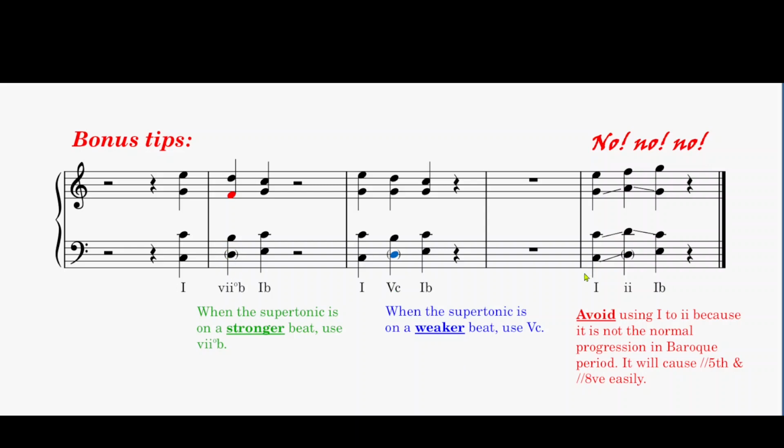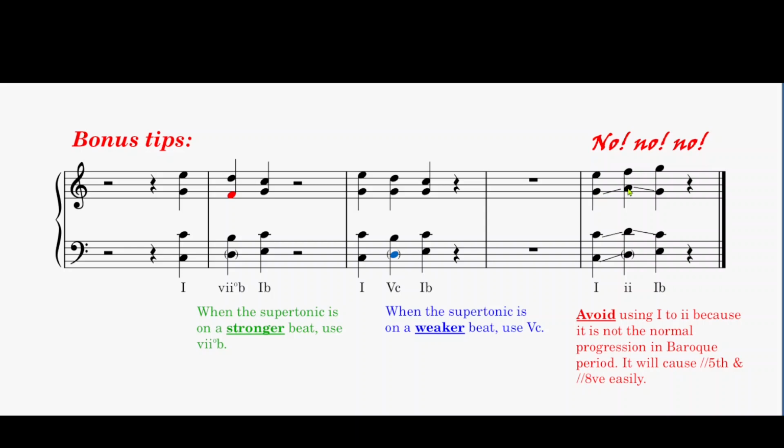Now look at the last tips. If we have 1, 2, 3 of the major scale, some students would just like to write 1 and the supertonic chord here and then go to 1B. But I would say this is no. Avoid using 1 to 2 because it is not the normal progression in the Baroque period. It will cause parallel fifths and octaves easily.